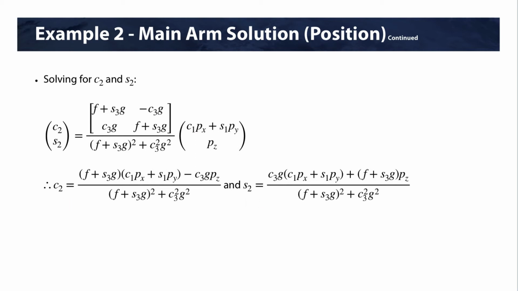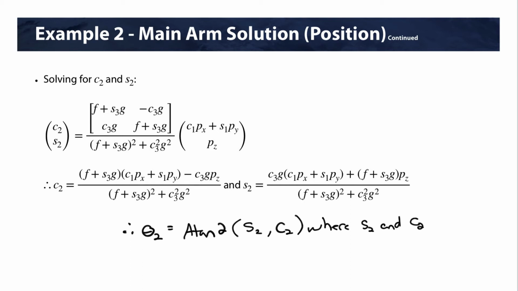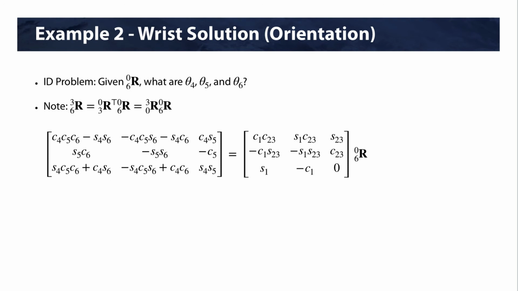With C2 and S2 known, we know then that theta 2 is equal to atan2 of S2, C2, where S2 and C2 are defined above. Okay, so we've now solved the 3 main arm joints, and now we can turn our attention to the wrist, which will solve the orientation part of the problem. So this is now the wrist solution.